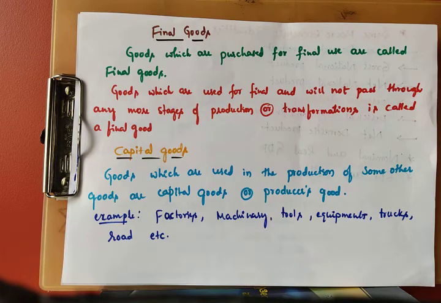In other words, it is defined as the sum total of factor incomes accruing to normal residents of a country in a given period of time, especially a year. Simple. You have to understand the meaning. National income is the value of all final goods and services produced in a country during a year.